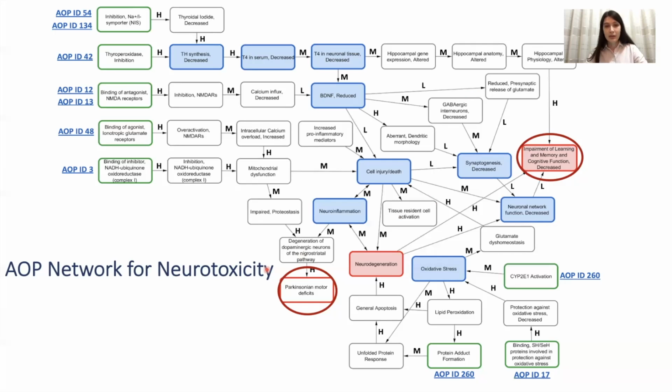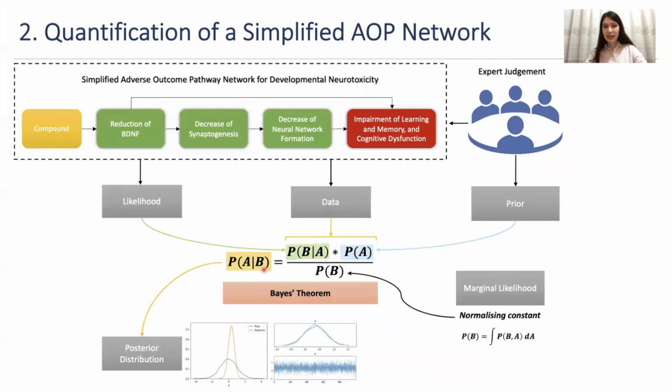One of them focused on quantification of a simplified version of an AOP network with the focus on developmental neurotoxicity, and the second one represented an attempt to quantify a linear AOP, and more precisely the AOP-ID3, with the focus on the Parkinsonian motor deficit as an adverse outcome. I'll continue with the second methodology, which was about quantification of a simplified version of the AOP network for neurotoxicity.